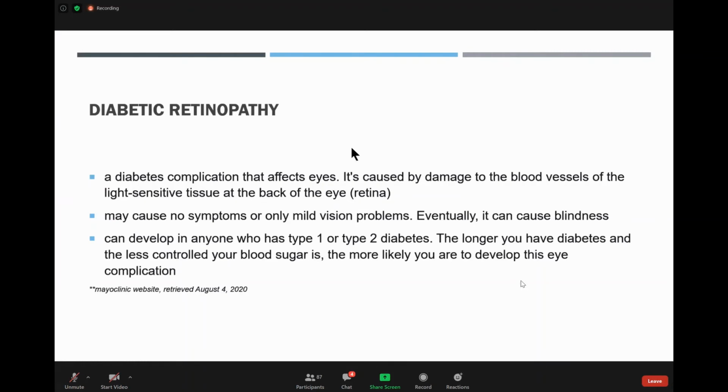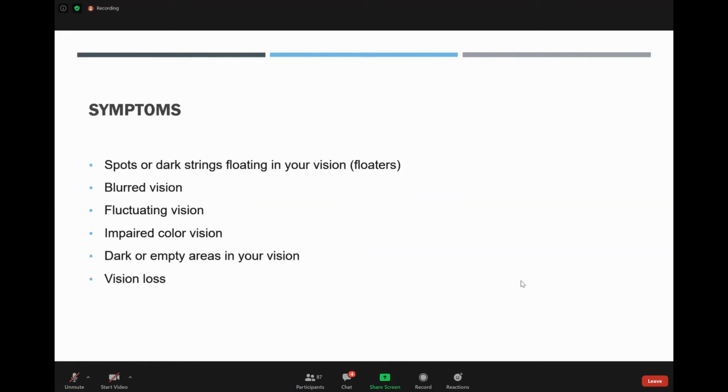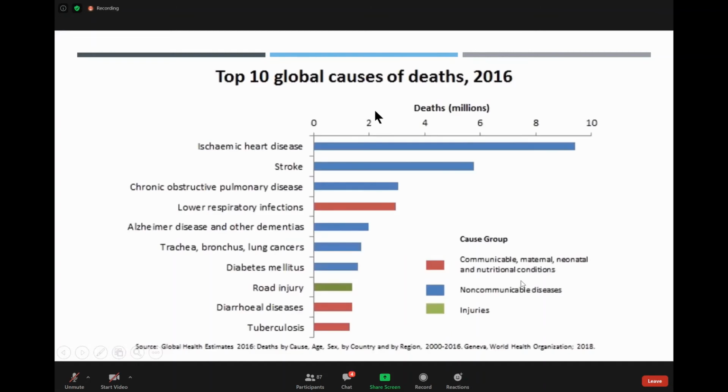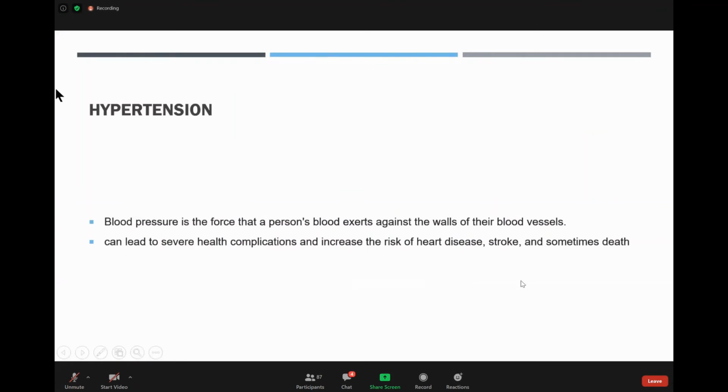So ang nangyayari po dyan, no? Ang symptoms, you have your spots, you have your blurred vision, you have your fluctuating vision, impaired color vision, dark spots ng vision nyo, and then sometimes you even lose your vision. And then sabi ko nga po, diabetes has a multi-organ involvement. Kaya minsan sinasabi na rin natin na kapatid po ng diabetes ang mga heart disease, ang stroke, dahil kapatid din ng diabetes or kakambal ng diabetes ang inyong hypertension. So let's zero in first on hypertension, and then later pag-ugnayin natin sila kung saan ba ito nagsisimula.